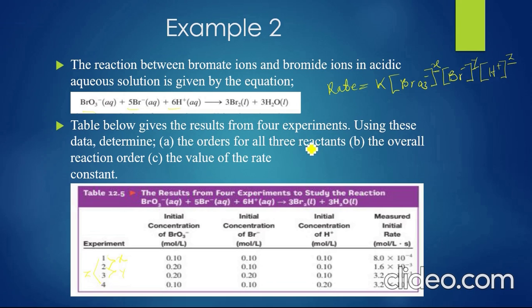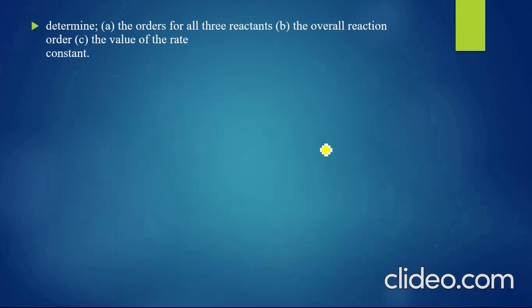So here, since there is no space, let me use this part here. Let me just write the general rate law, which is K. It has the bromate ions, which are raised to X power, and then the bromide ion, which is raised to Y power, and then the hydrogen ion, which is raised to Z power. And then the first question is asking us to determine the orders for all the three reactants. So how can we determine that?